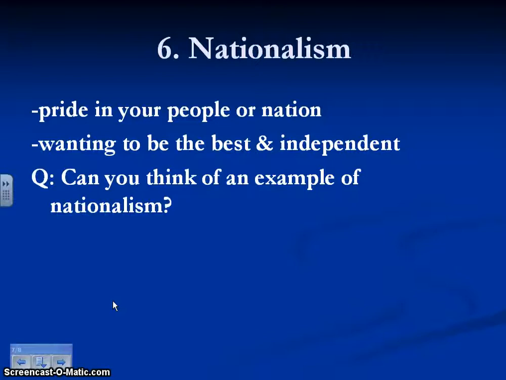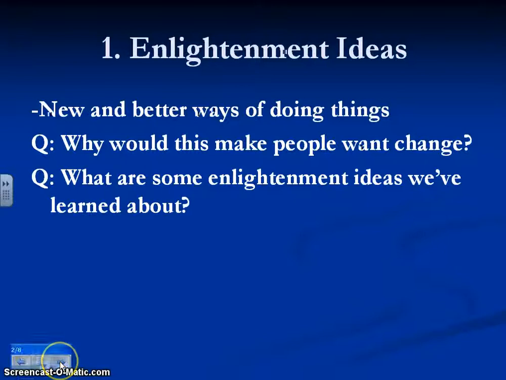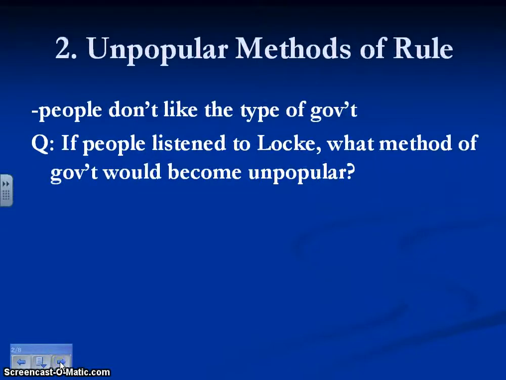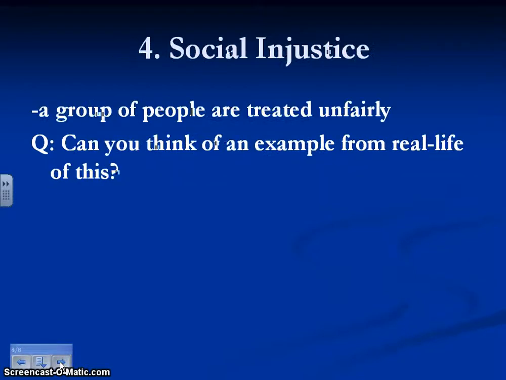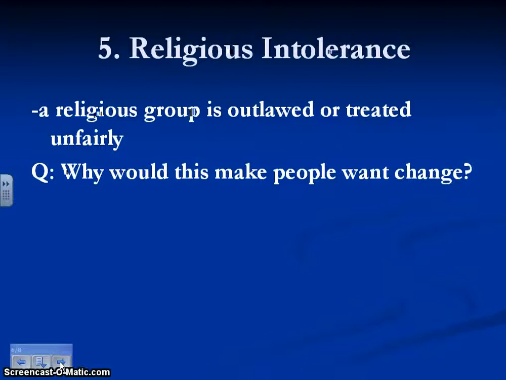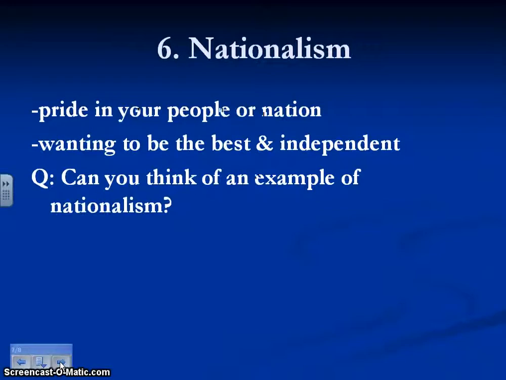So to review, we have Enlightenment ideas, unpopular methods of rule, economic distress, social injustice, religious intolerance, and nationalism. And all these six, sometimes when they're separate or sometimes when they are combined, can cause people to fight for one of these things and cause a revolution. Okay?